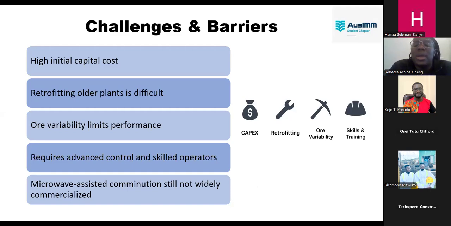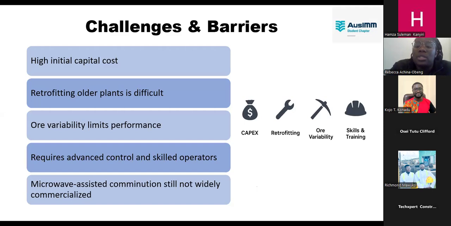And integration complexity is also another barrier. Retrofitting new equipment into existing comminution circuits can require major layout changes, additional infrastructure, and downtime. Plants often operate under tight schedules, making shutdowns very difficult. There is no time for them to change things here and there, because if you do that, you're losing money, right? And it's also very costly.